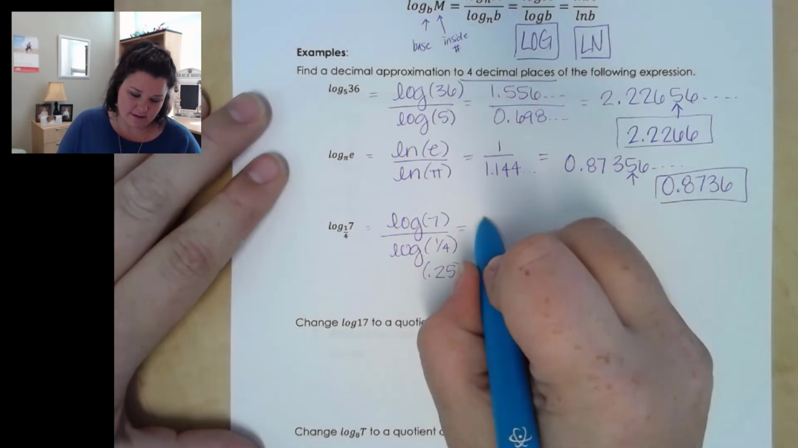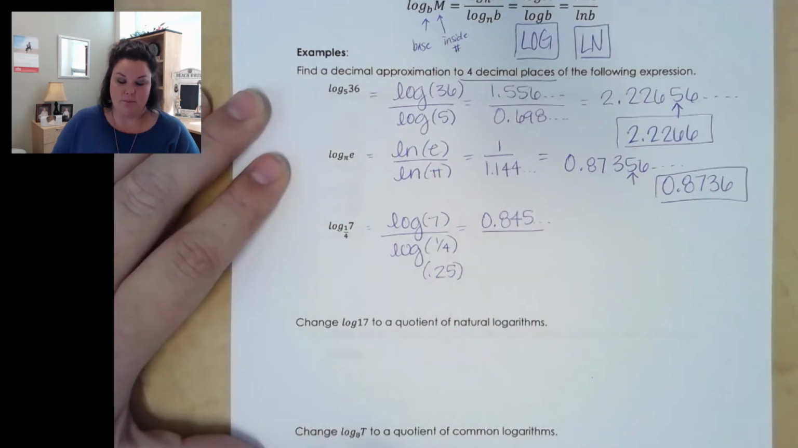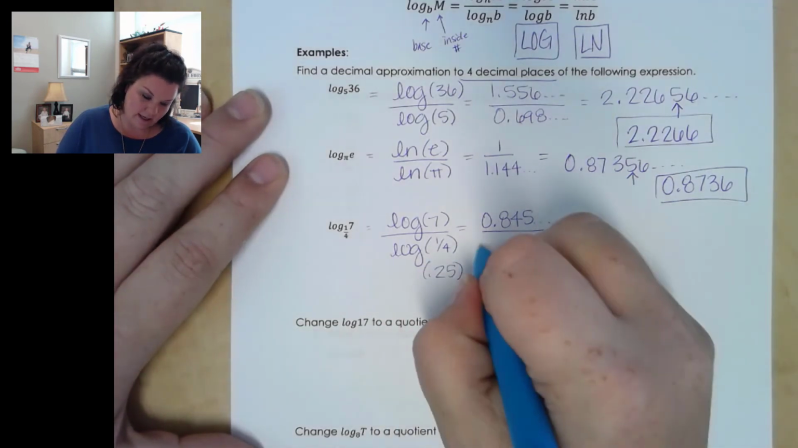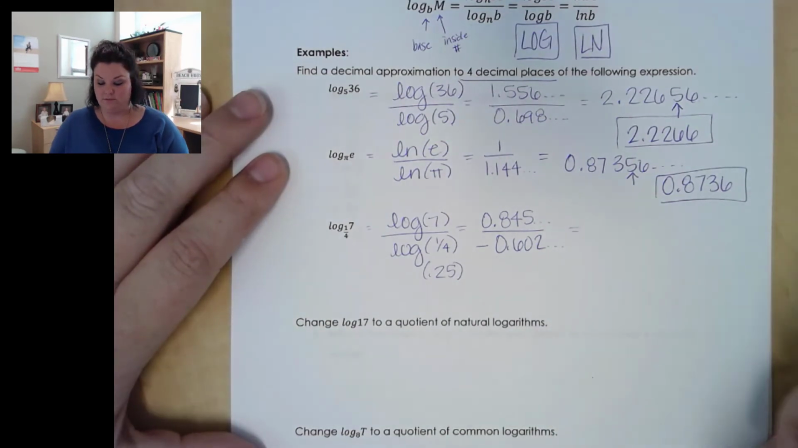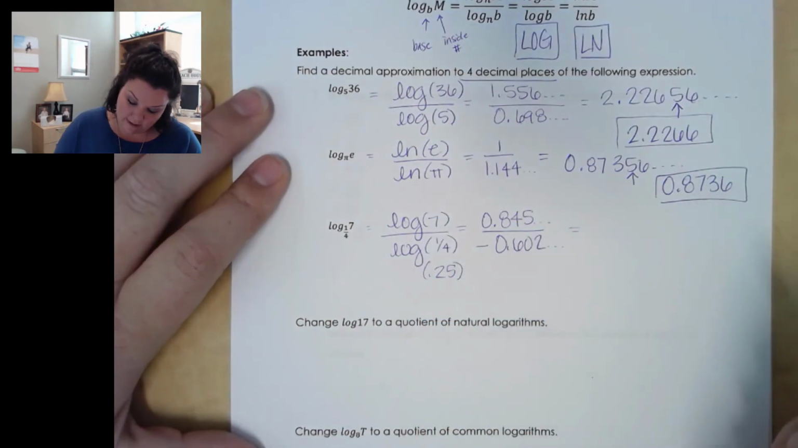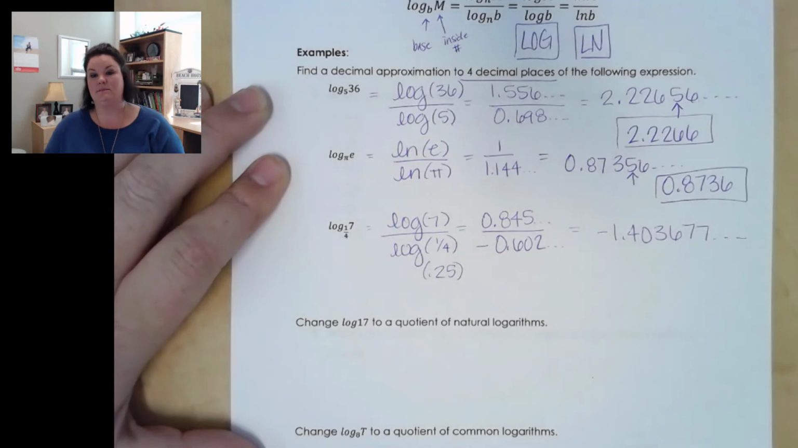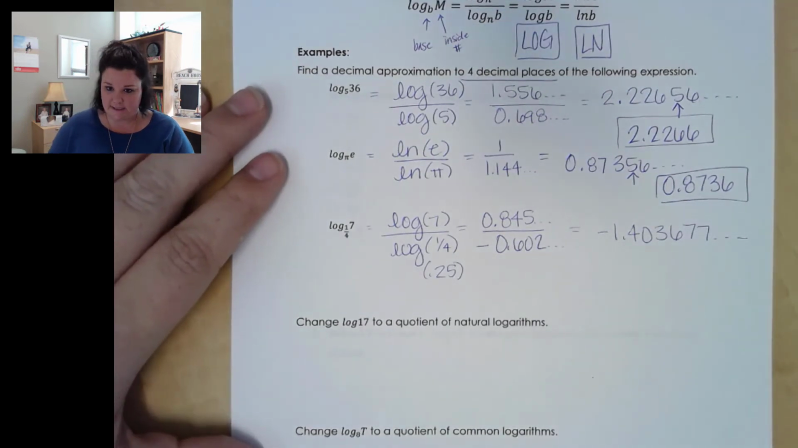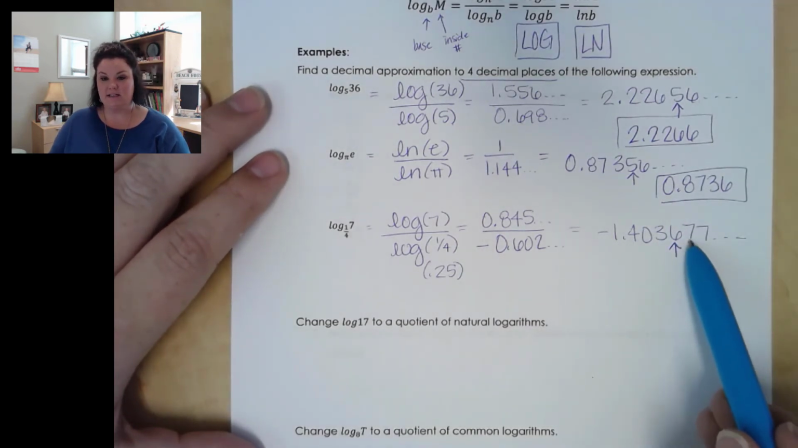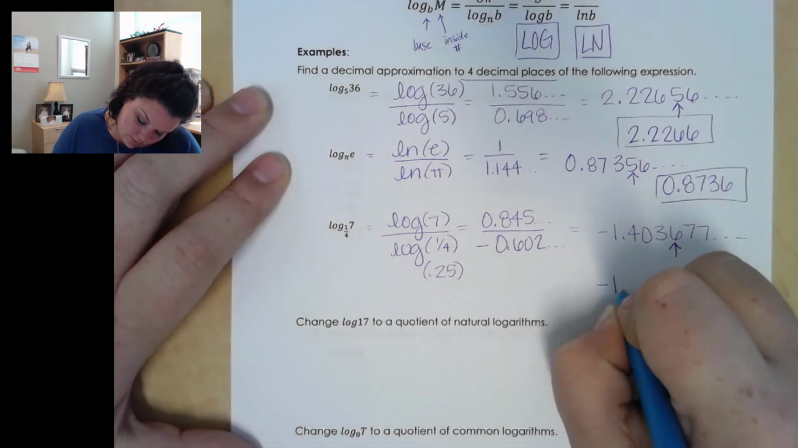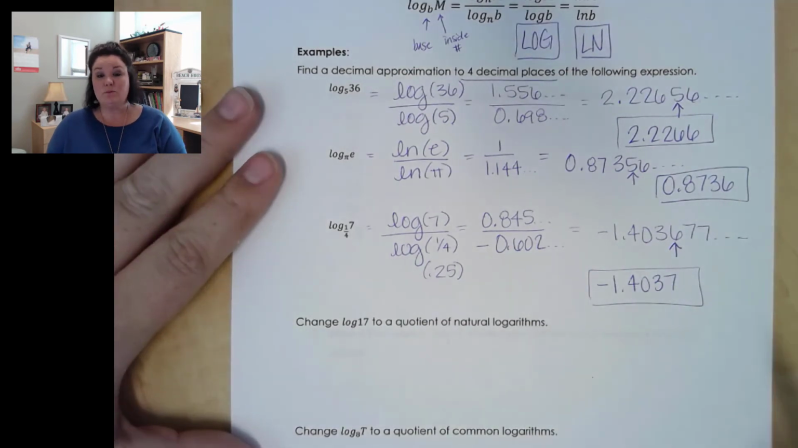So on top, if you are working it out step by step, you should get 0.845 and some more stuff. On the bottom, when you do log of 1/4, you should get negative 0.602 and some more stuff. When you divide these, or if you did it all in one step, we end up with negative 1.403677 and it keeps going. We're going to round it to 4 decimal places, which is where my 6 is. Notice I have a 7 behind it, so that's going to bump it up. So this is approximately negative 1.4037. Okay. All right. So on these, we wanted a decimal.